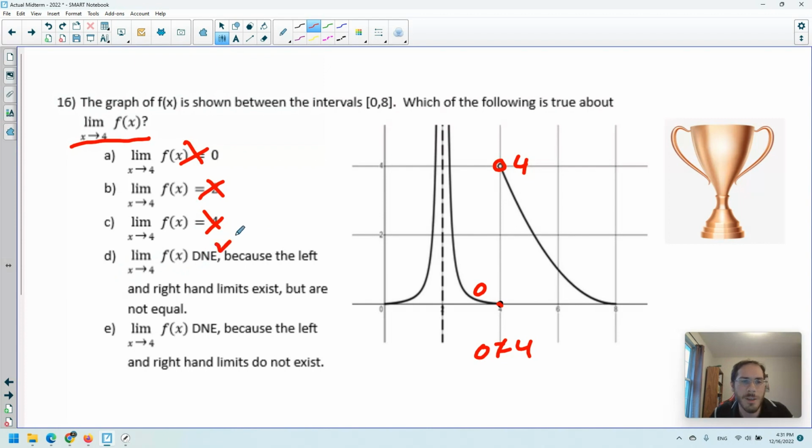D and E, so that's true. Left and right-hand limits exist. That's true, but are not equal. That's true too. So I think I want to pick that one. Here, the limits do not exist. This limit's 0 and that limit's 4. So the limits do exist. So we don't want to pick E. We want to pick D for this one.